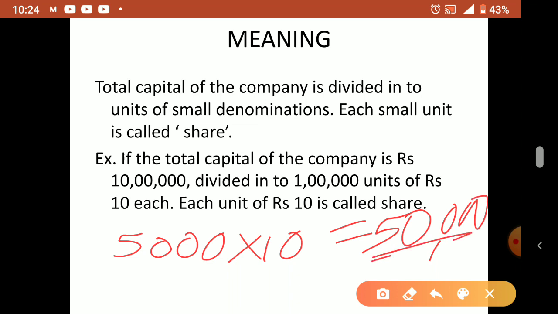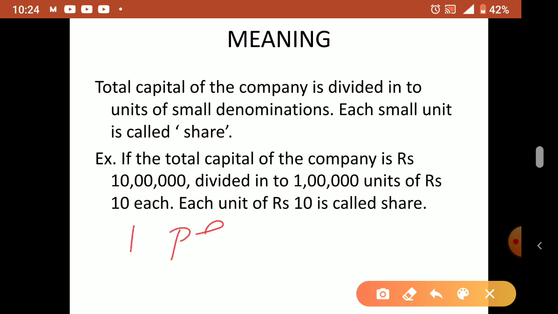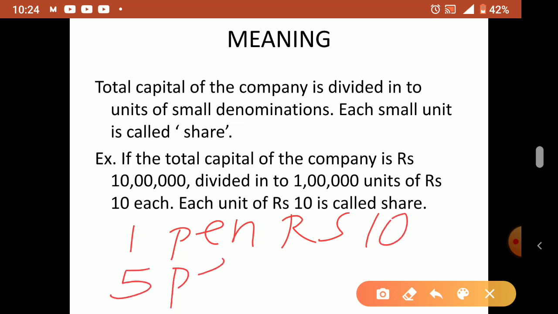This is very easy. Actually, one share price means, suppose you are going to shop and the shop owner is telling 1 pen rupees 10. Then if you are purchasing 5 pens, then 5 pens is equal to how much? 10 into 5, like that only. So number of shares into the unit price you have to multiply. So you will get the total capital.